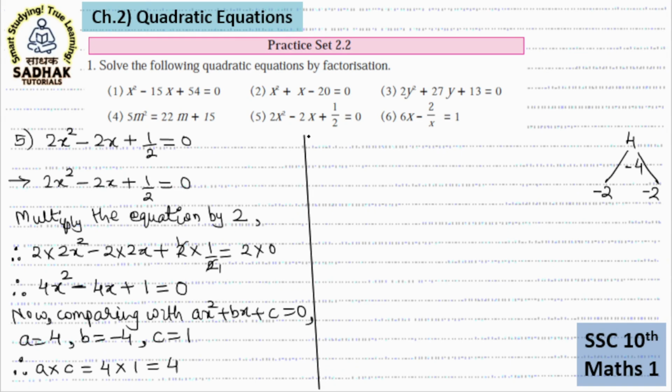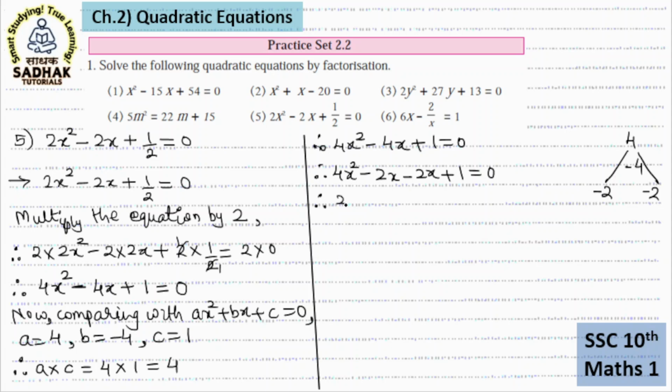Okay, so therefore let me write the equation. This is our equation now. 4x square minus 4x plus 1 is equal to 0. Therefore 4x square minus 2x minus 2x plus 1 is equal to 0. Therefore, now we can see that 2x is common. So, or let me first write it in detail.